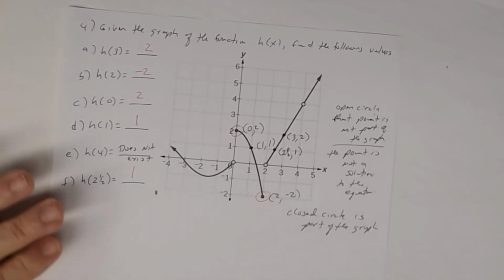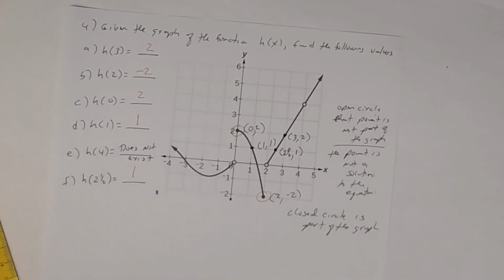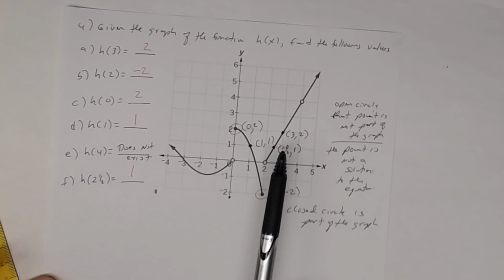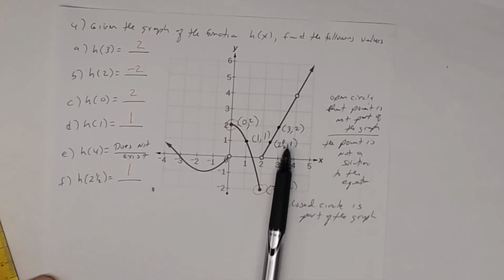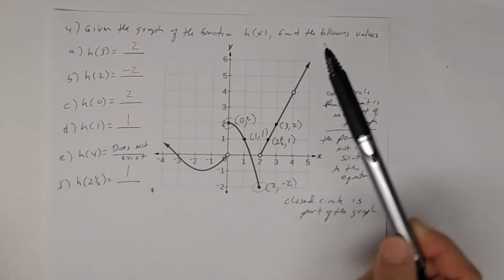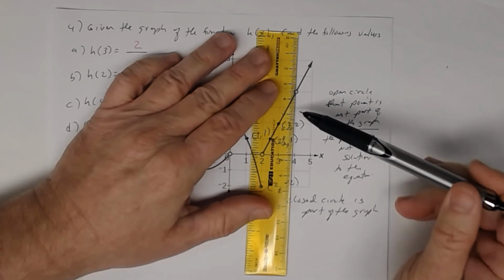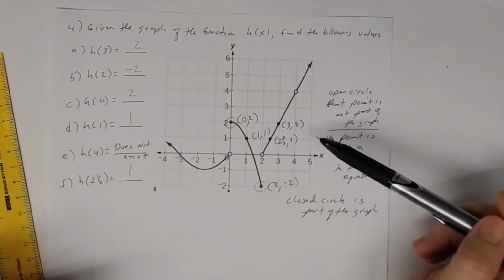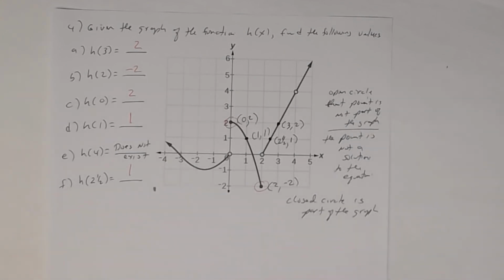Okay? All right, and so that's it. So that is the lesson on this part of our section. Just remember about this though, h of 4. Remember that you have an open circle, you just don't see a closed circle anywhere that corresponds to x equal 4. So you have to say does not exist. All right, so that is it.